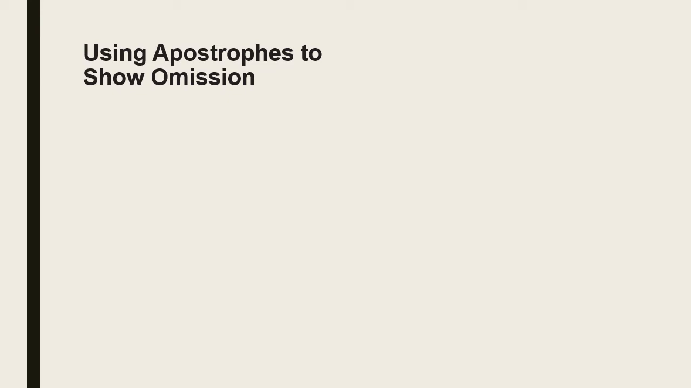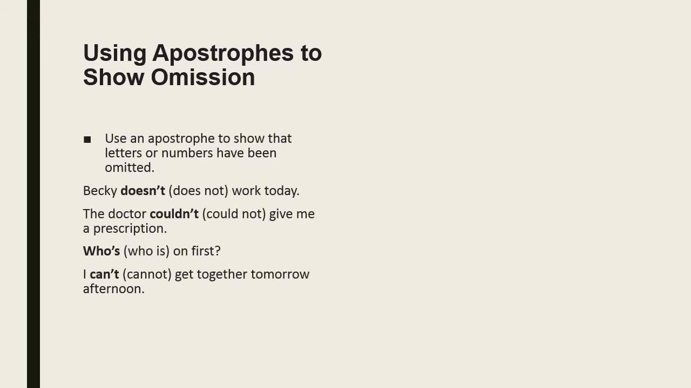Now, we also use apostrophes to show omission. That's what we call contractions. In English, we call them contractions, where numbers or letters have been omitted. We use an apostrophe to show that something is omitted. Becky doesn't work today. That means Becky does not work today.